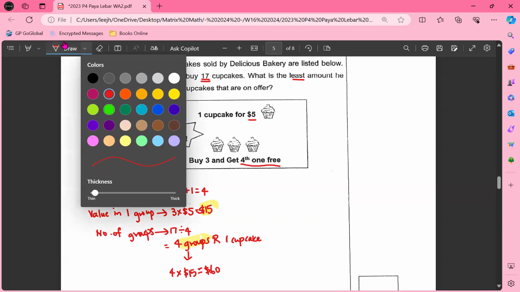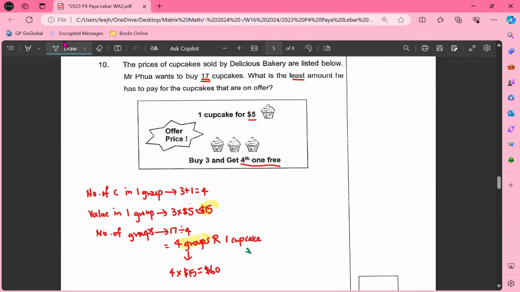But don't forget that there is one more cupcake to charge to his account, to the total. One cupcake is actually $5. He wants 17, but he only got 16 because four groups of four cupcakes is only 16. But he needs to buy 17. So this one cupcake you cannot forget.